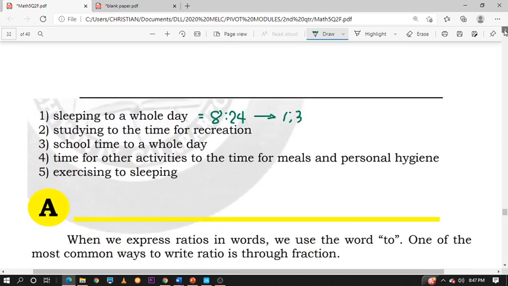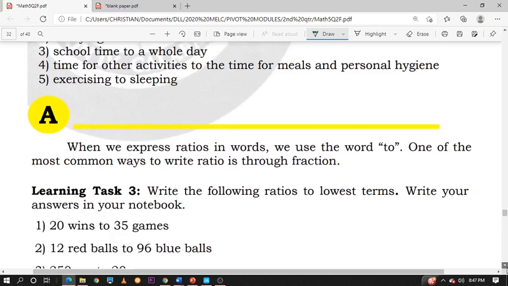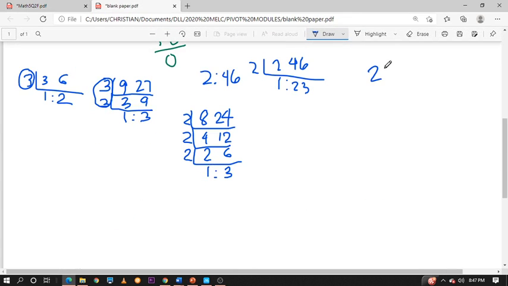Let me check learning task 2. It didn't say to use fraction form, it just said ratio. So, learning task 3: we write each ratio in lowest terms. 20 wins to 35 games. So, 20 is to 35.